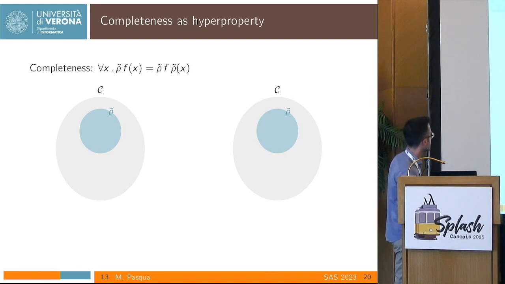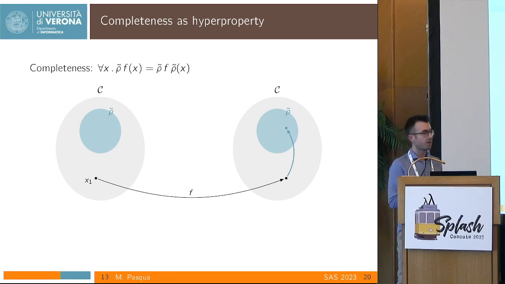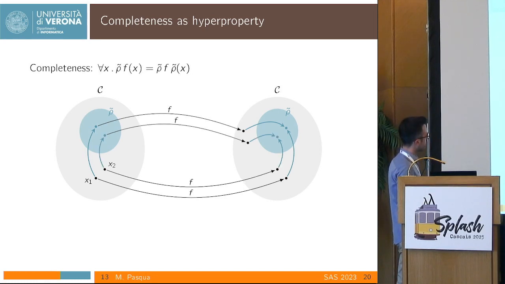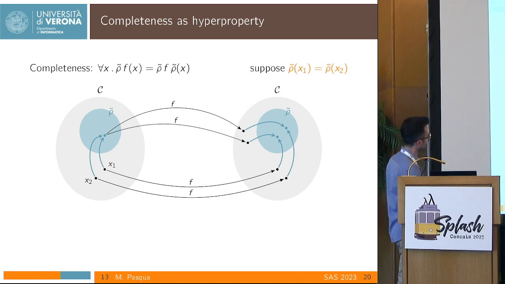And the answer is yes, and I'll give you a very, very high-level idea. So if completeness holds, then we apply the concrete function, we go in the abstract, and we have the commutativity, so this is equal to the abstract function. But we have a universal quantification, so we can do this reasoning for another point, x2. But what happens if we impose that x1 and x2 have the same image under rho? Well, these two elements are the same, but f is a function, so these two guys collapse. And also rho is a function, so these two guys collapse.